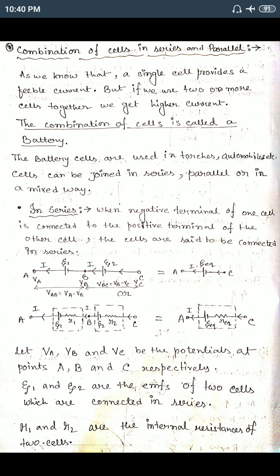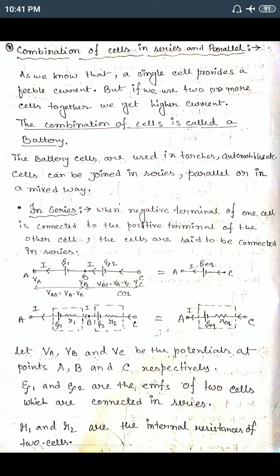Why do we use the cells? We get the maximum or higher amount of current. So in series, what is the condition for getting the maximum current? In parallel, what is the condition for maximum current? We also discuss this in this class. Battery cells are used in torches, automobiles, and for different purposes, and they can be joined in series, parallel, or sometimes in a mixed way. So first we discuss series.